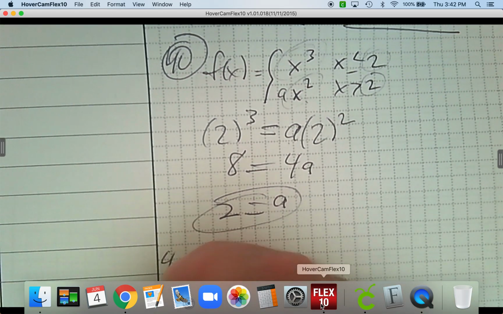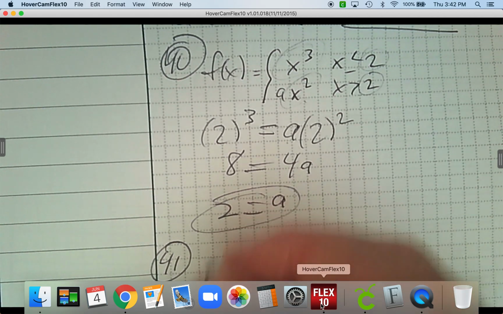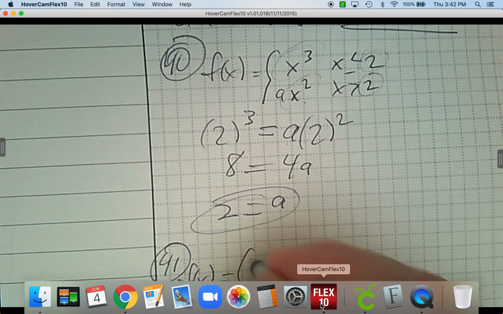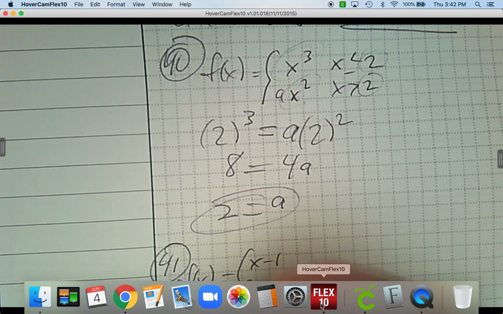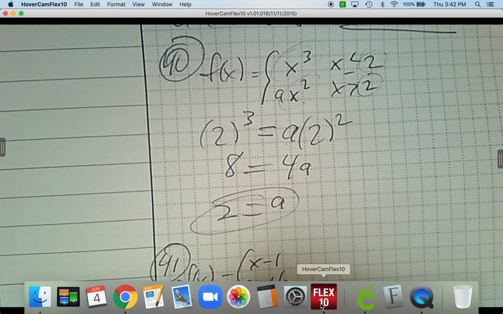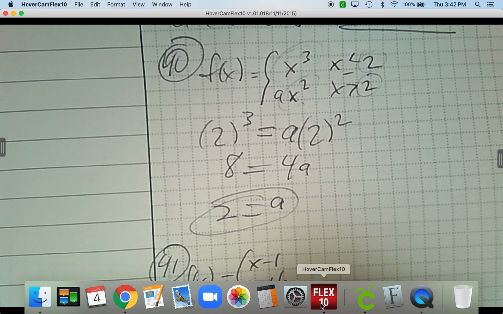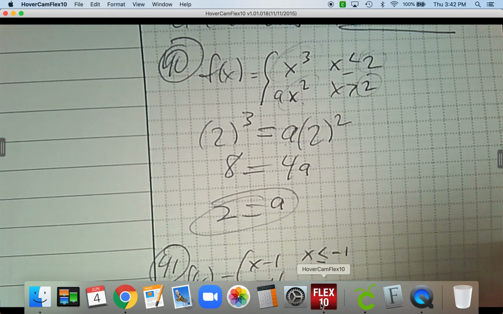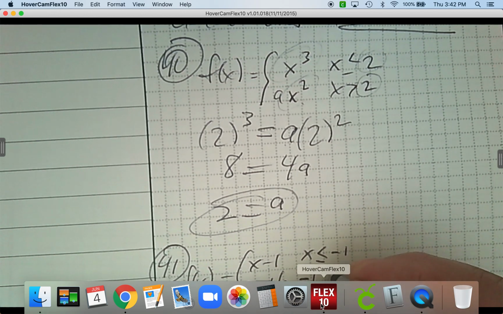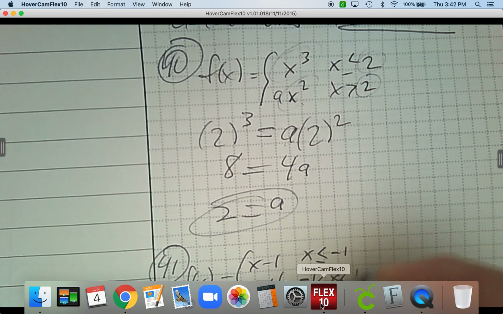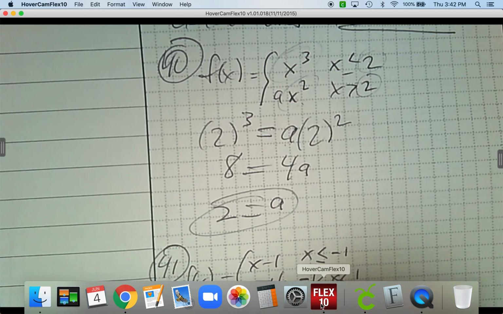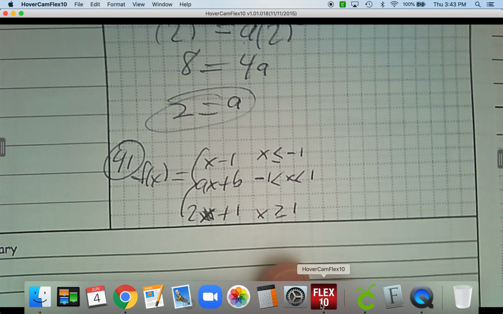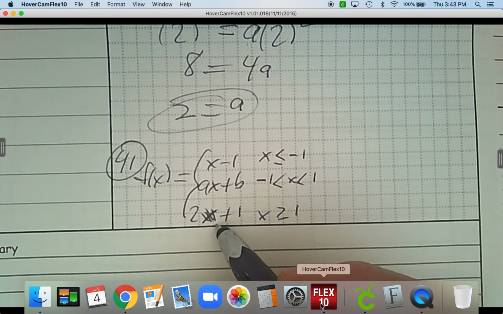41. Similar question, but we have 3 pieces. That's just for your fun. So the top piece is x minus 1, the middle is ax plus b, and the bottom is 2x plus 1. The top piece is valid when x is less than or equal to -1. The middle piece is valid between -1 and 1. And the bottom piece is valid when x is greater than or equal to 1. So I have 3 pieces here. I want this to be continuous. Each piece by itself is a line.